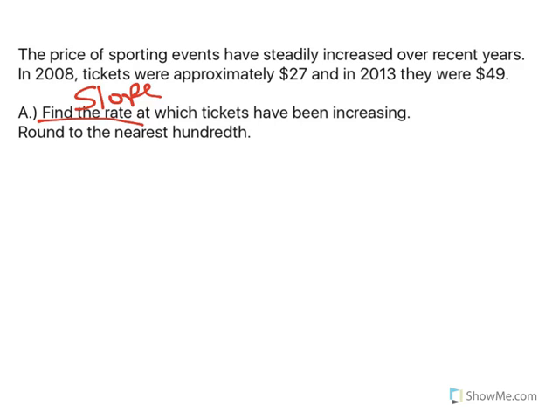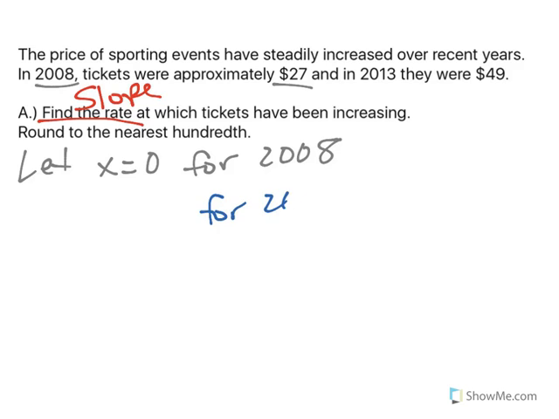Well, if we think about it, we kind of have two ordered pairs. In 2008, they were $27. And if we're going to be writing a linear model, I'm going to say let x equal 0 for 2008. That means for 2013, x will be 5, because 5 years have passed between, right? So x equals 0 for 2008.